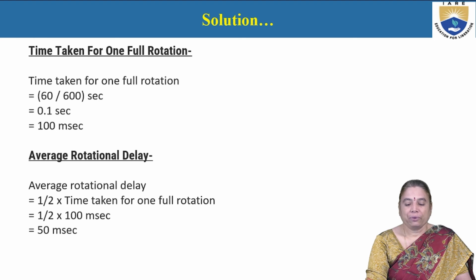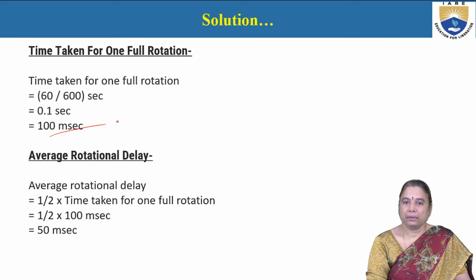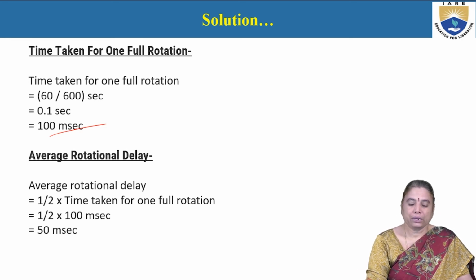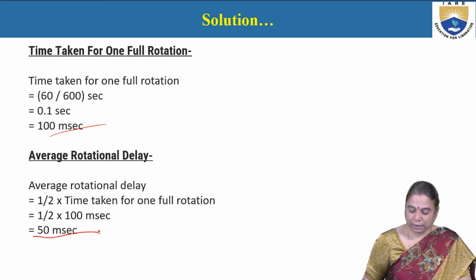Next, time taken for one full rotation is 60 by 600. So it can be 100 milliseconds. Average rotational delay is equal to half into time taken for one full rotation. So it can be 50 milliseconds.